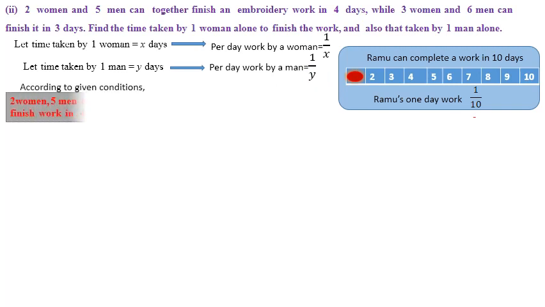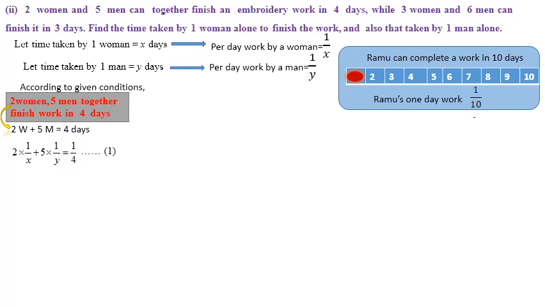According to the conditions, 2 women and 5 men together finish the work in 4 days. In algebraic format we write 2w plus 5m is equal to 4 days, where w stands for women and m stands for men. Changing it into 1 day work format: 2 into women's 1 day work, that is 1 by x, plus 5 into men's 1 day work, 1 by y, is equal to their 1 day work together, 1 part out of 4 days, that is 1 divided by 4.